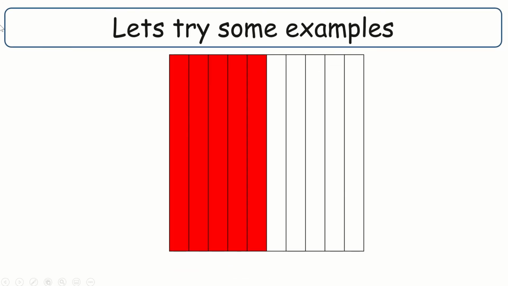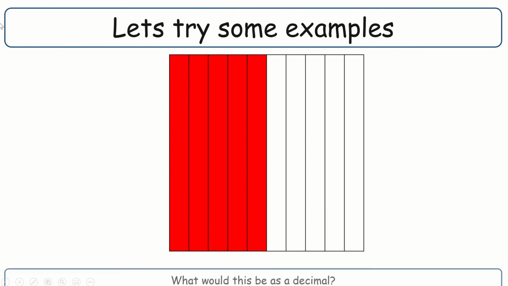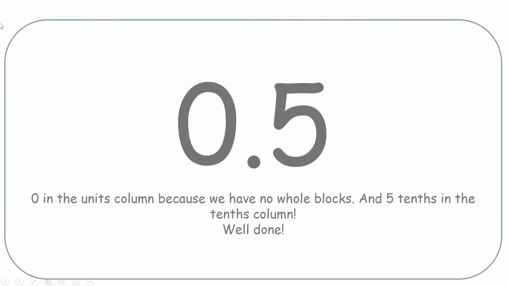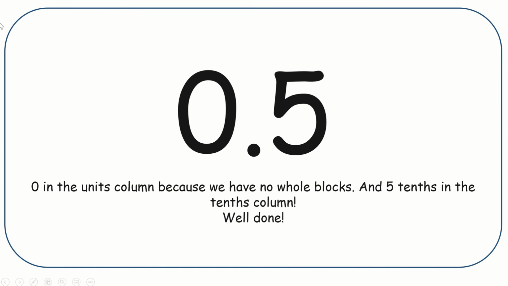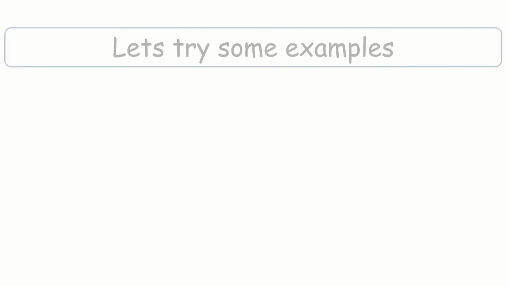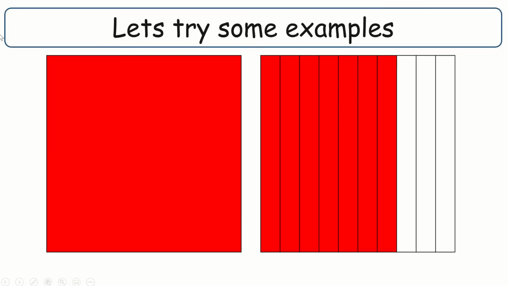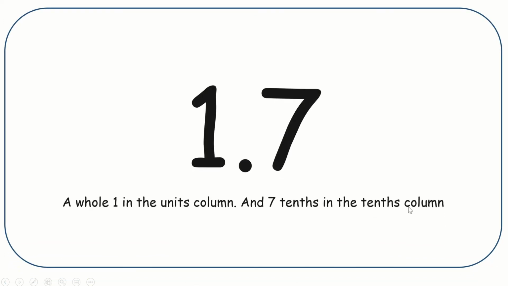Alright, so let's have a look. Something like this, what would we write that as a decimal? Hopefully you got 0.5, 5/10. What about the next one? Slightly trickier. Okay, we've got 1 whole amount, plus we've got 1, 2, 3, 4, 5, 6, 7, so it becomes 1.7. 1 whole amount plus 7 extra tenths.